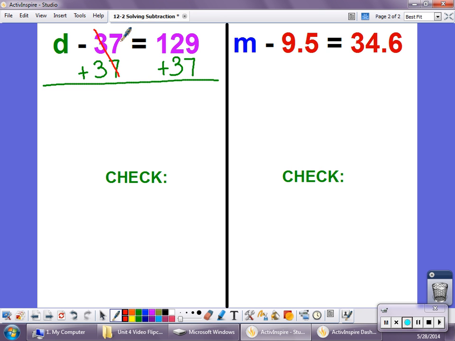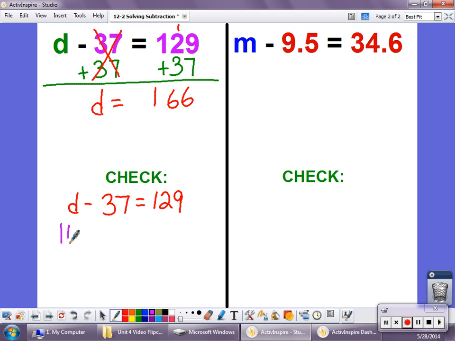So 37 minus 37 equals 0, so this side is left with just d. And d is going to equal 9 plus 7 is 16. Regroup that. And we get 166. So now let's check. So back to our original equation, d minus 37 equals 129. We're going to plug in our value for d, which is 166, minus 37 equals 129.